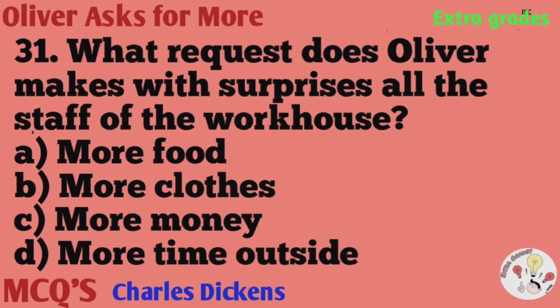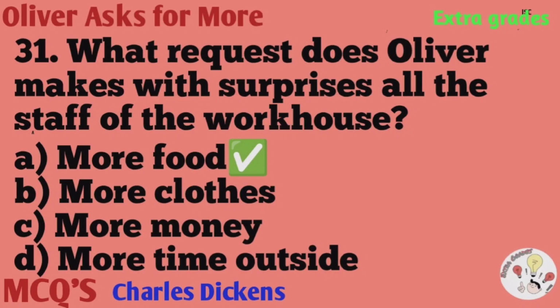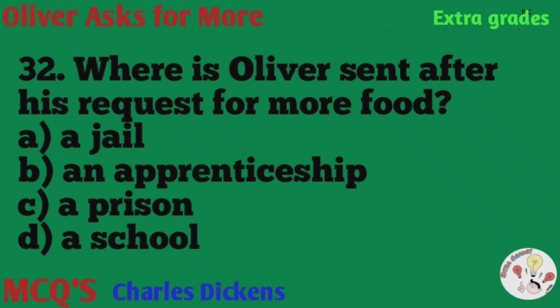Question number 31. What request does Oliver make which surprises all the staff of the workhouse? And the options are A. More food. B. More clothes. C. More money. D. More time outside. And the correct option is A. More food.